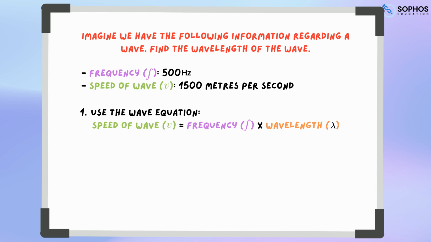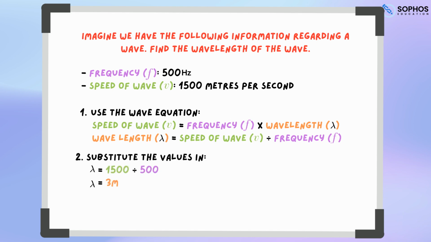Next, we rearrange to solve for the wavelength. This gives us wavelength of the wave equals speed of the wave divided by frequency of the wave. We can now substitute the known values in. Wavelength of the wave equals 1500 meters per second divided by 500 hertz, which gives us 3 meters. Therefore, the wavelength of the wave is 3 meters.